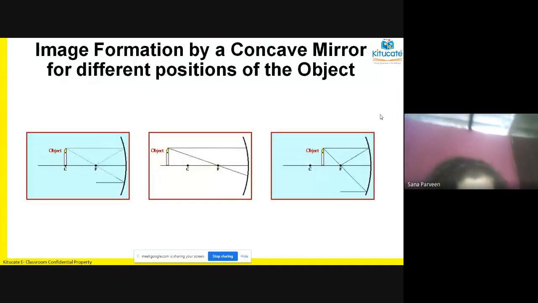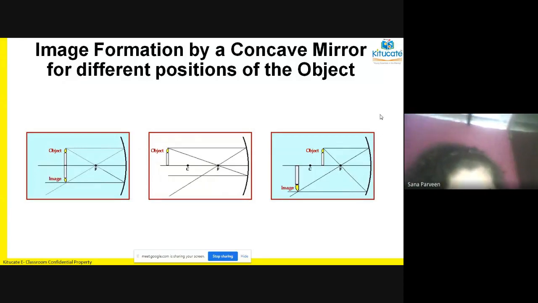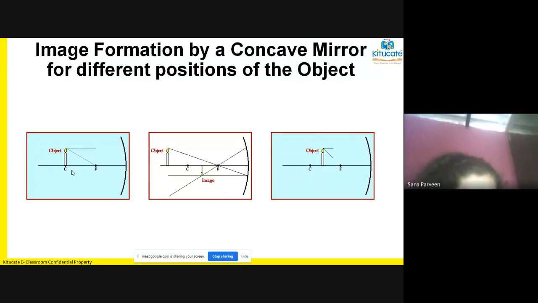Now look at the GIFs and try to understand the concept. Here, first one: image position, object position. The object position is at C, the first image.